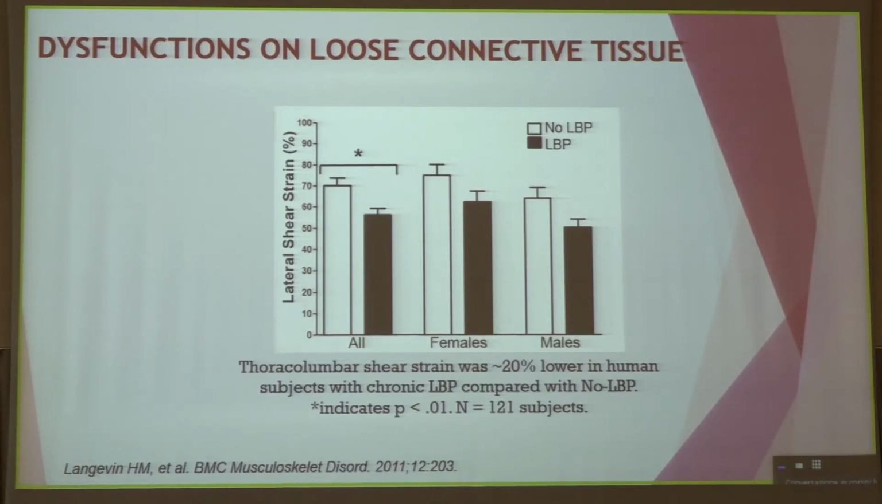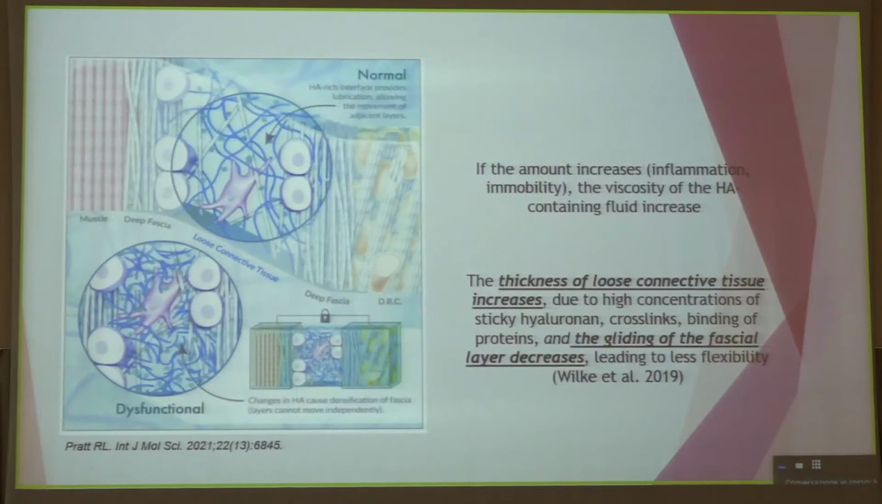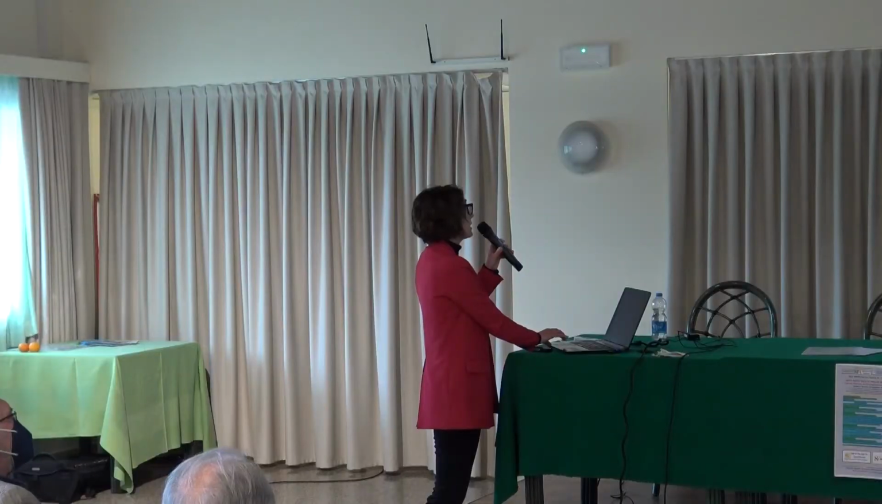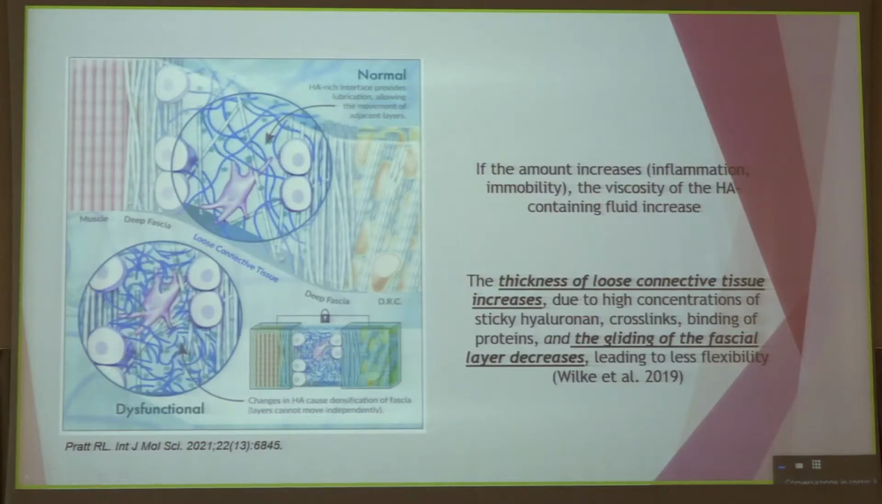If it becomes rigid, it does not permit the gliding, and it can influence some pathological situations and pain, as illustrated in this graph. So when the tissue is normal, the fasciacytes synthesize the hyaluronan. Here in this layer of loose connective tissue, there is hyaluronan attached to the water, and this layer can glide on each other.